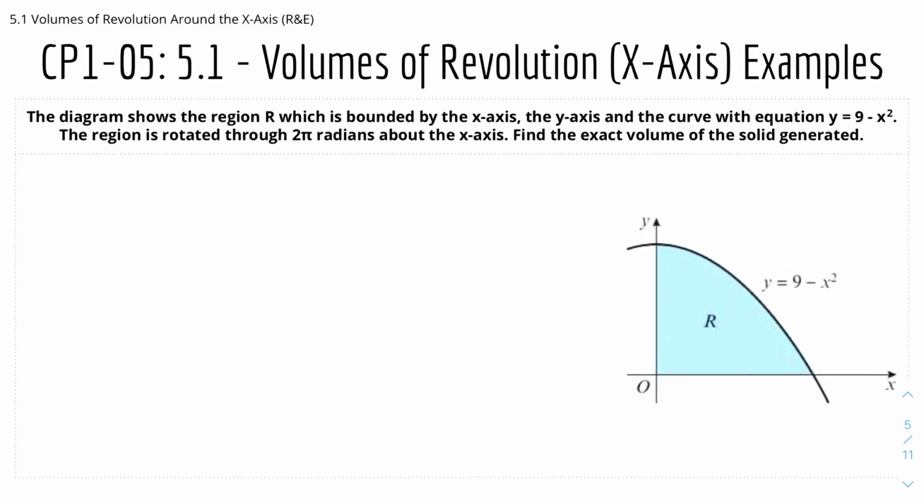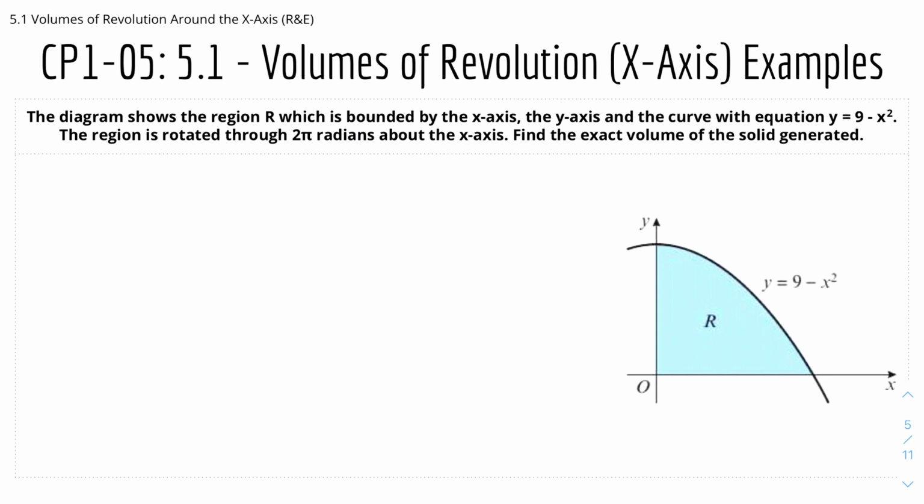We'll now look at an example for volumes of revolution. The diagram shows the region R, which is bounded by the x-axis, the y-axis, and the curve with the equation y equals 9 minus x squared. The region is rotated through 2 pi radians around the x-axis. Find the exact volume of the solid generated.